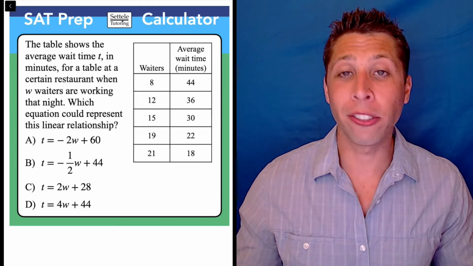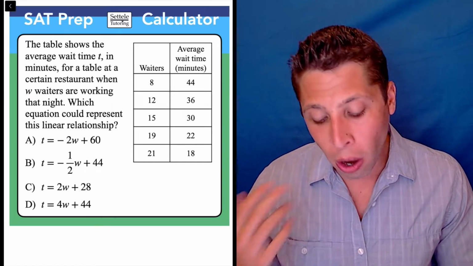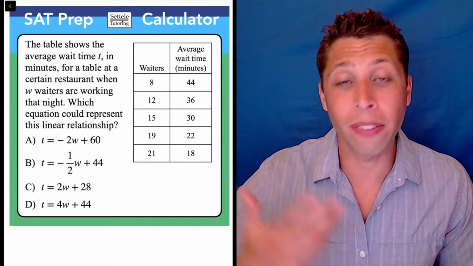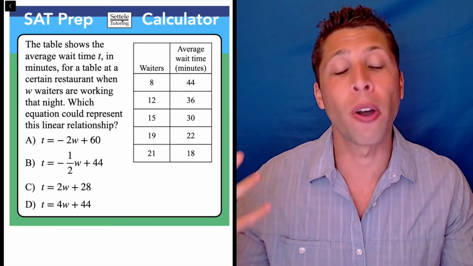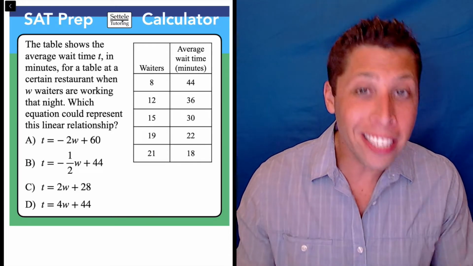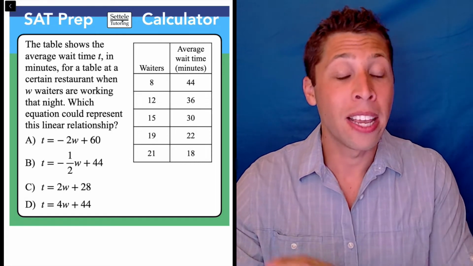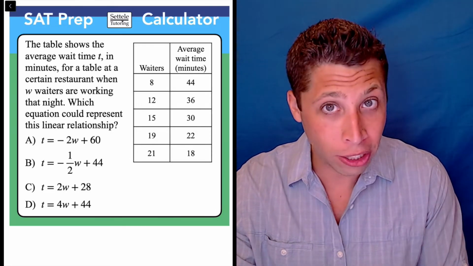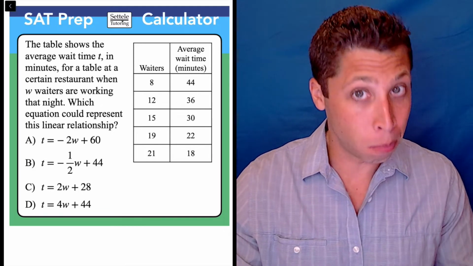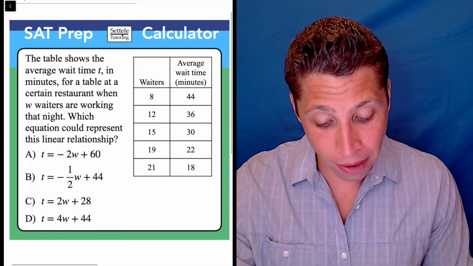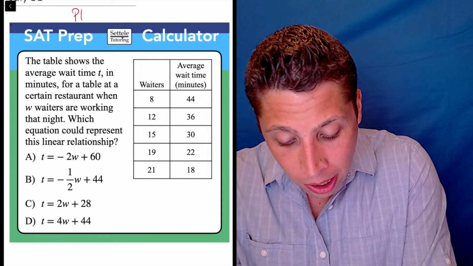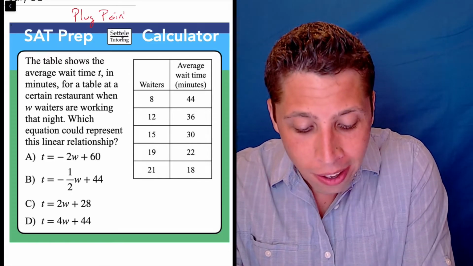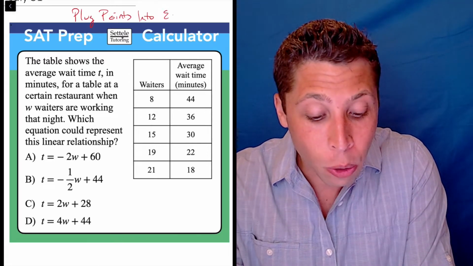You've got to be thinking strategically on something like this. Don't be using this chart to find the slope or the y-intercept. Don't do algebra. This is so easy if we just recognize in a very bland way what we have. The choices are equations. The chart is some points. So we're going to use my favorite strategy: plug points into equations.